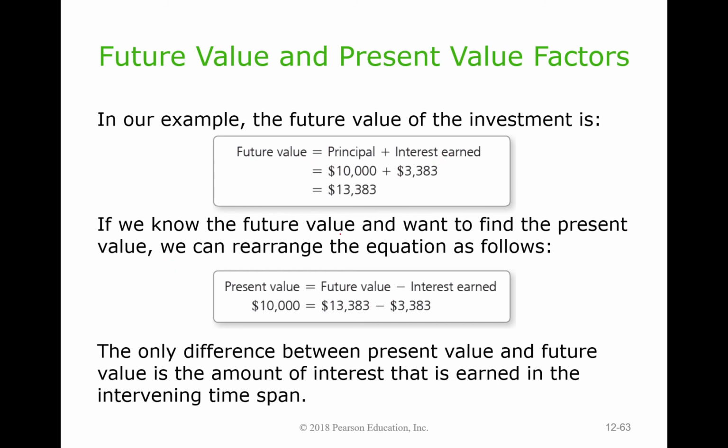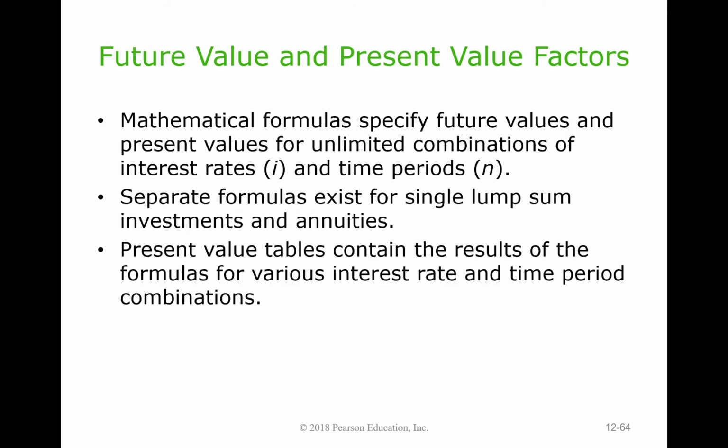If we know the future value and want to find the present value, well, we can rearrange. This is an equation you should know through algebra, that we can rewrite this equation. We can subtract interest earned from both sides, and we get principal is equal to future value minus interest earned, and that would be our present value as we think about it. So we do have some formulas. I'll probably talk about those more in a video.